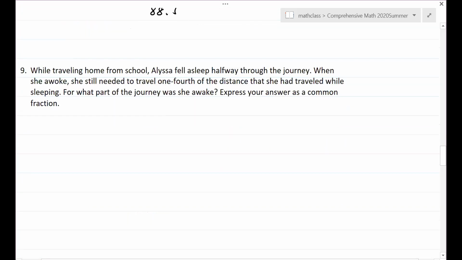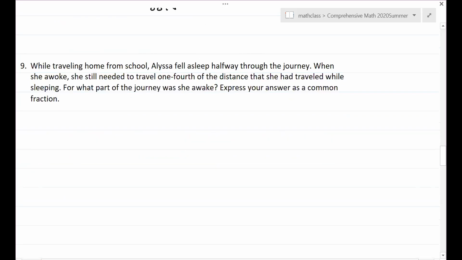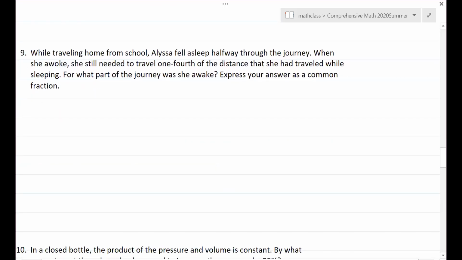Yes, that's pretty straightforward. Much easier than we thought. Okay, so let's take a look at the next one. While traveling home from school, Alicia fell asleep halfway through the journey. So when she woke up, she still needed to travel 1/4 of the distance that she had traveled while sleeping. For what part of the journey was she awake?